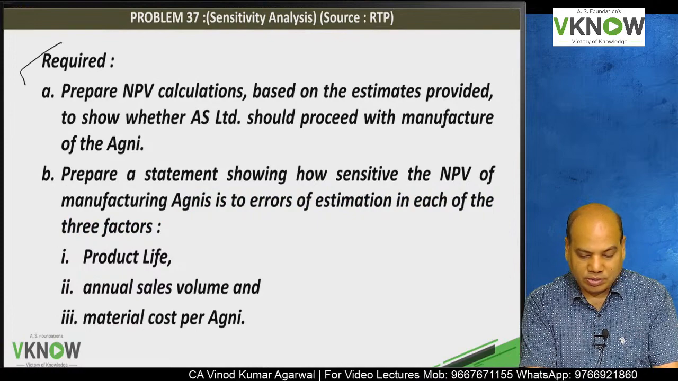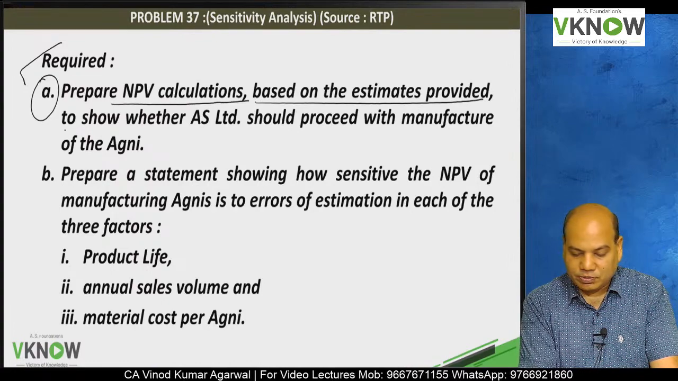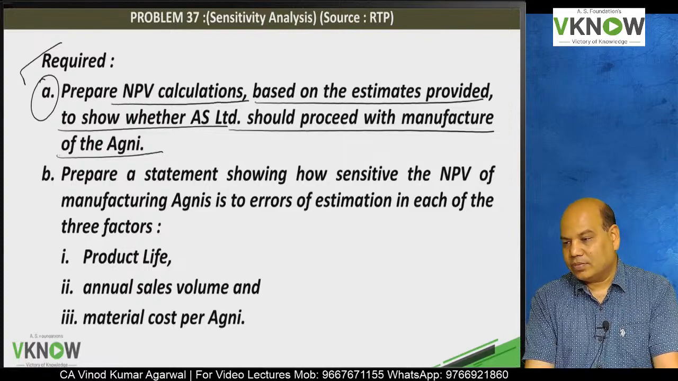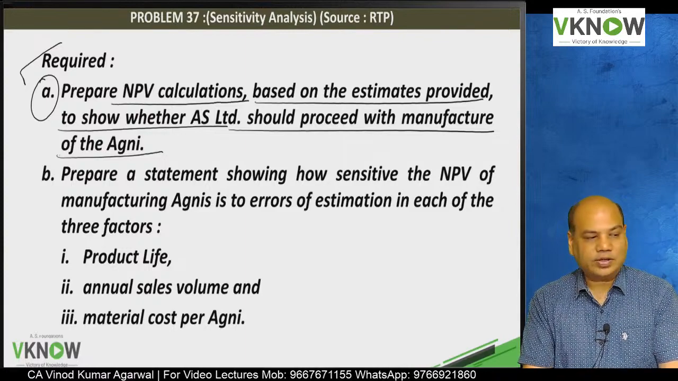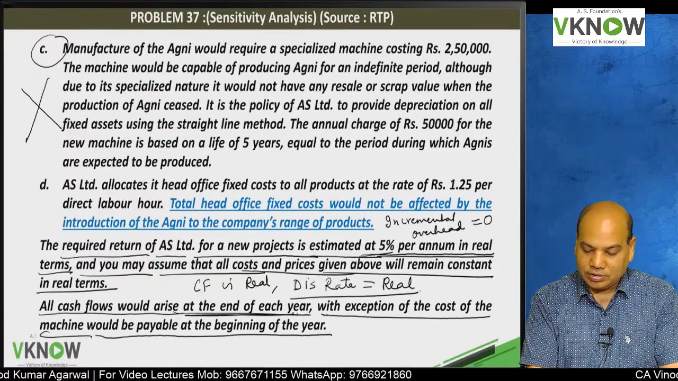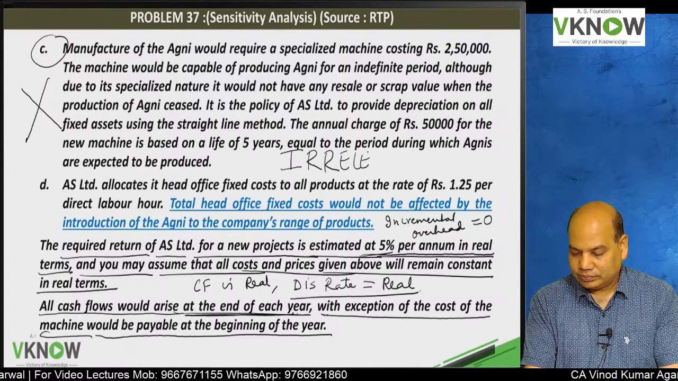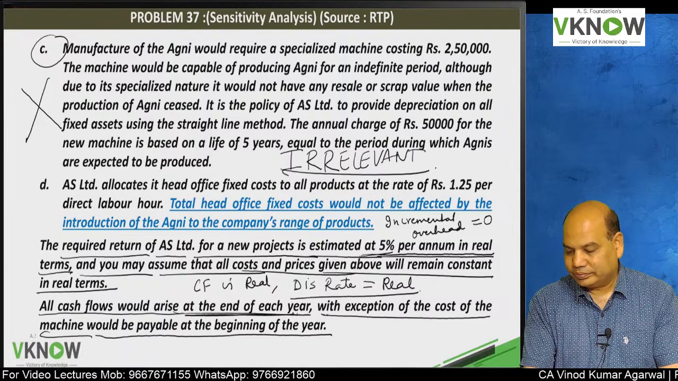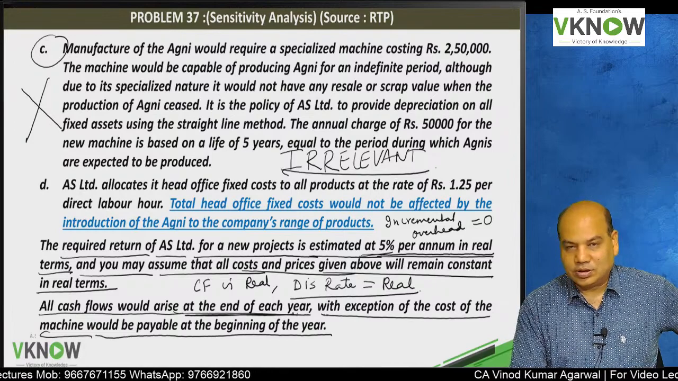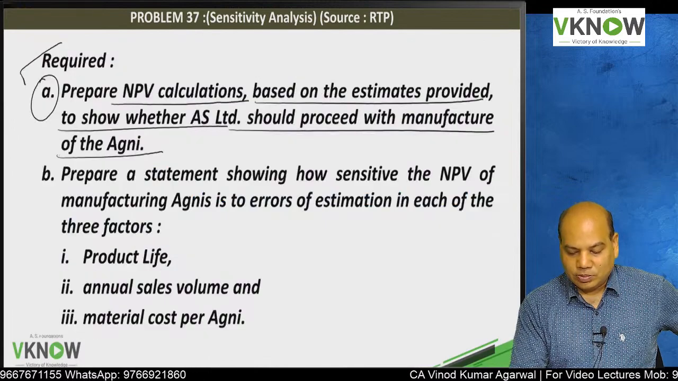And now the question number A. Prepare NPV calculation based on the estimates provided to show whether AS Limited should proceed with manufacture of Agni. Tax rate is not given. If tax rate is not given, depreciation is irrelevant. I don't need to compute depreciation. Even if I deduct depreciation, I'll add back the same amount. My answer will not be affected.